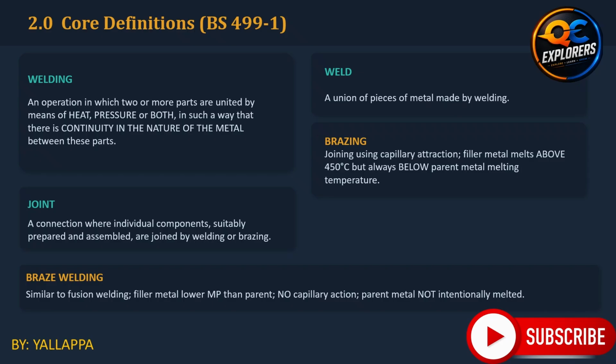A weld is the resulting union of pieces of metal produced by welding. A joint, on the other hand, describes the connection where components have been prepared and assembled for joining by welding or brazing. Now compare these concepts with brazing. In brazing, the filler metal melts above 450 degrees Celsius, but remains below the melting temperature of the parent material. Capillary attraction draws the molten filler into the joint. This is a key distinction.